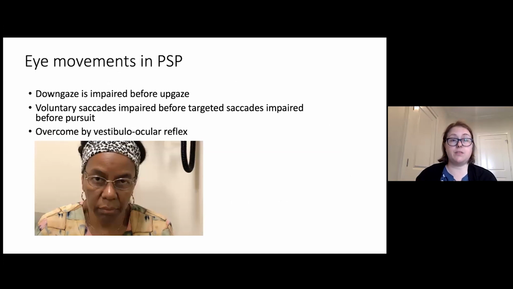This is a patient of mine with progressive supranuclear palsy, and I'm going to use her to highlight the eye movement abnormalities. Some helpful things to know for those of you who are, like myself, not neuro-ophthalmologists and not eye experts: usually down gaze is impaired before up gaze, and voluntary saccades are impaired before targeted saccades, which are in turn impaired before pursuit. I'll explain what I mean by that here in the video.